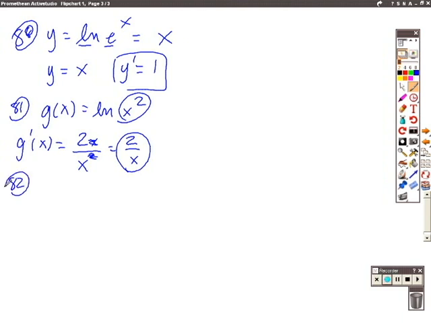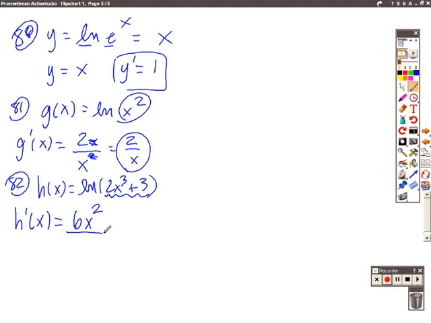82. ln of 2x cubed plus 3, so h of x is equal to ln of 2x cubed plus 3. Again, we have ln of u. The derivative of ln of u is u prime over u. 2x cubed plus 3 is my u. The derivative of that would be 6x squared over u, which is 2x cubed plus 3, and that will not simplify or reduce. Do not try to divide anything in the numerator and denominator in this problem.